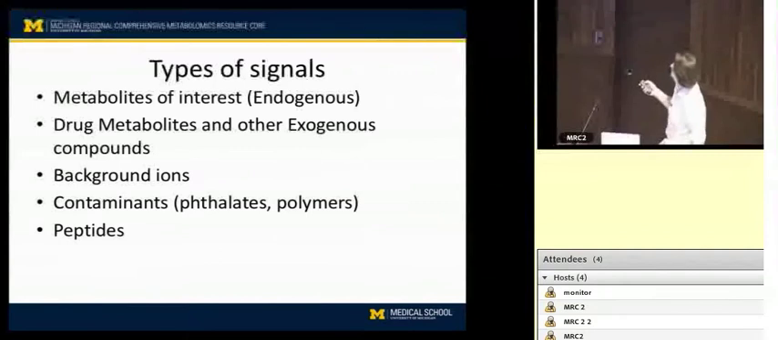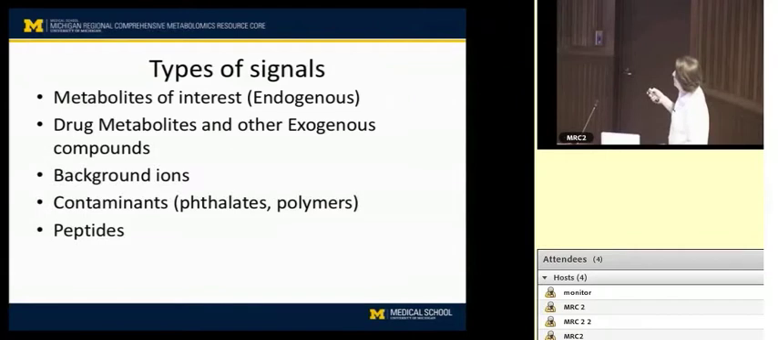So what are those? Okay, so I also want to mention what are the different signals that you'll see in an untargeted metabolomics study. Obviously, if you've done a lot of this, you've thought about this before, but for those people who haven't really done it, obviously the metabolites of interest, which are endogenous, drug metabolites or other exogenous compounds. Now, obviously, those can still be of interest to you if you're doing some sort of environmental study.